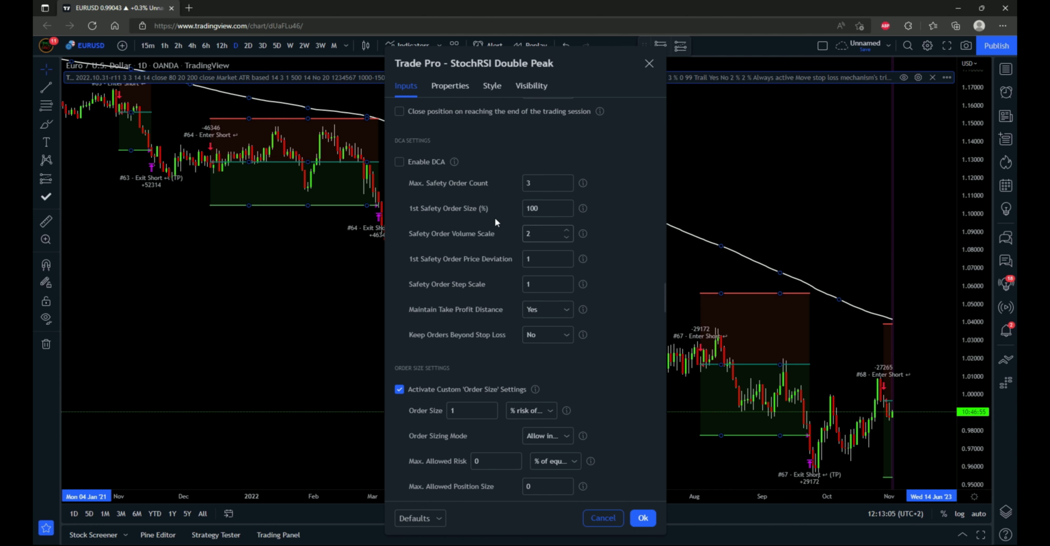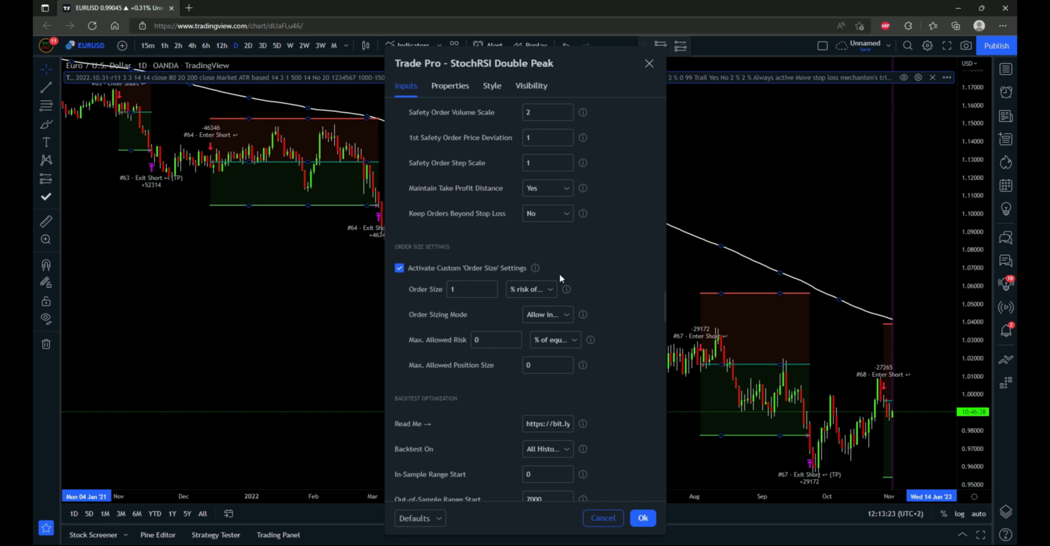There's also a dollar cost average entry. So if price continues to go against your initial entry, you can have it do multiple dollar cost average entries and get a better average entry price. So very interesting, all these different settings that you can choose.